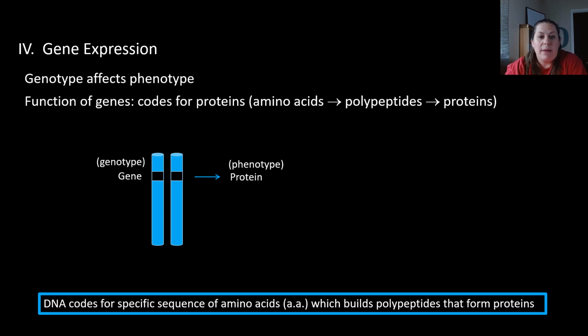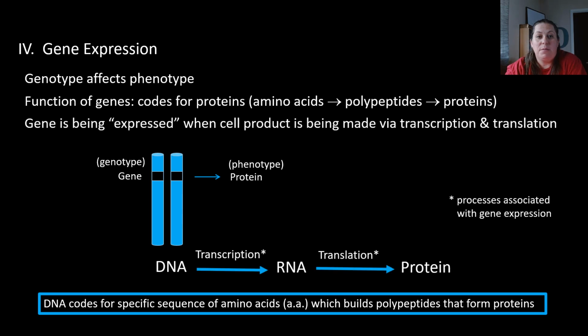So again, the genotype is the gene. It ultimately is going to affect the phenotype, which is the protein. Now, guys, DNA codes for specific sequences of amino acids, and this is what helps build those polypeptides and ultimately those proteins. So a gene is being expressed when the cell product is being made via transcription and translation.